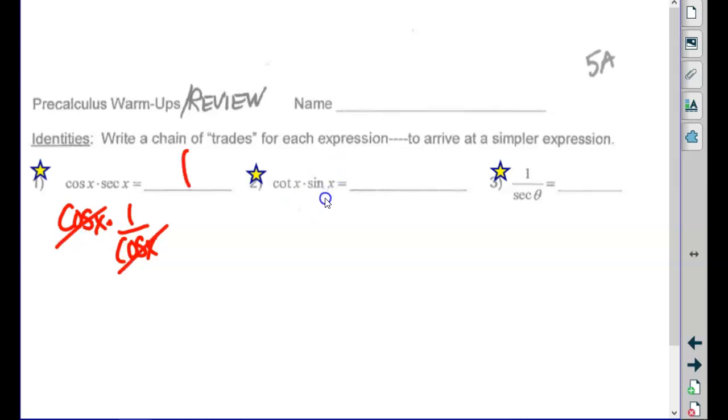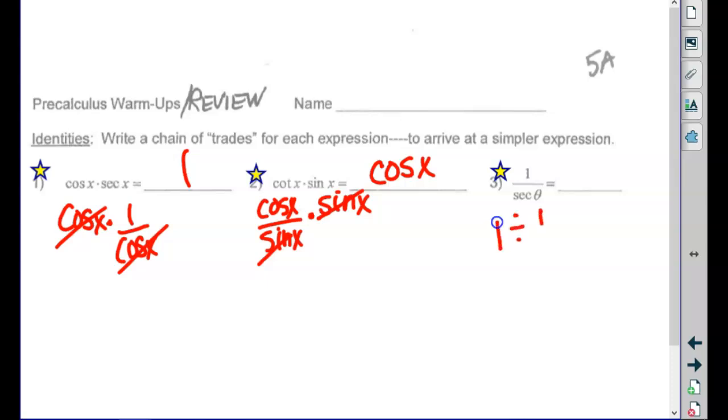What about cotangent times sine? What do you want to do there? Cosine over sine times sine. Yes. Next, 1 over secant. So it's 1 divided by 1 over cosine, which would flip to become 1 times cosine over 1. Any questions? Those are really basic ones.